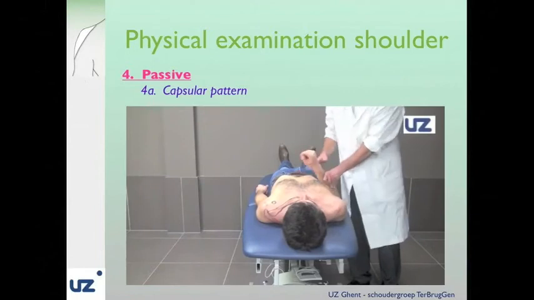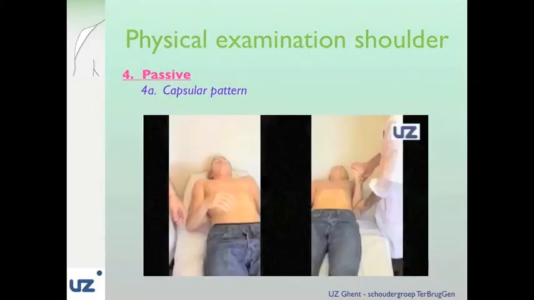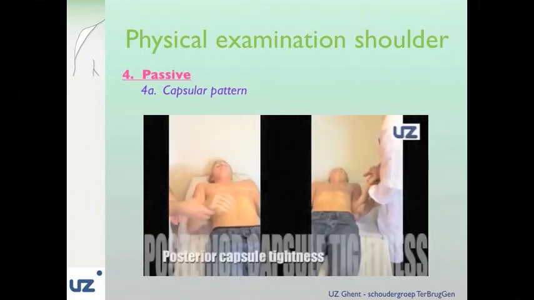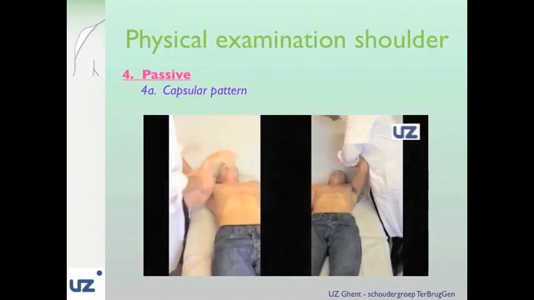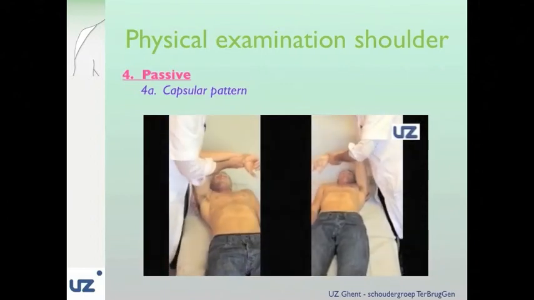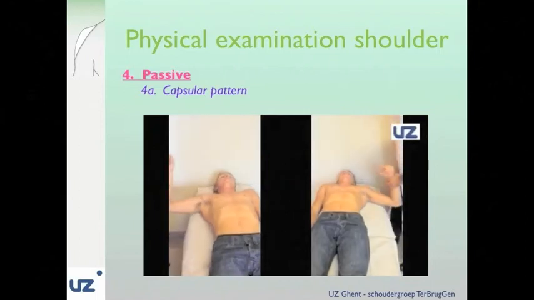In, for example, a frozen shoulder, there will be a loss of rotation in all four measurements, mainly in external rotation compared to the other side. Also, posterior capsule tightness can be seen while doing these four measurements. In this case, the external rotation in adduction and abduction is normal, but the internal rotation, mainly at abduction, is diminished on the left compared to the right side.